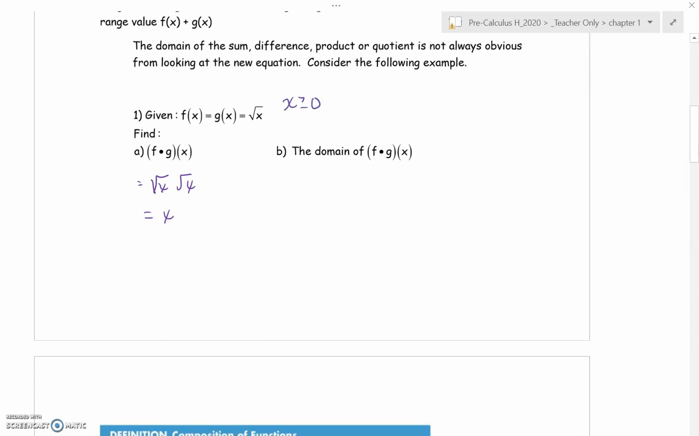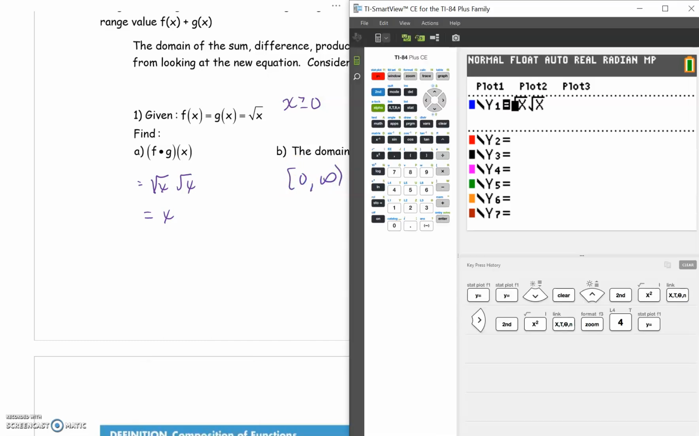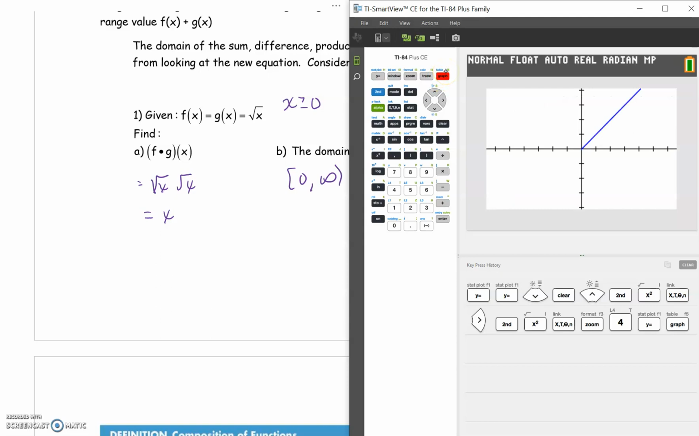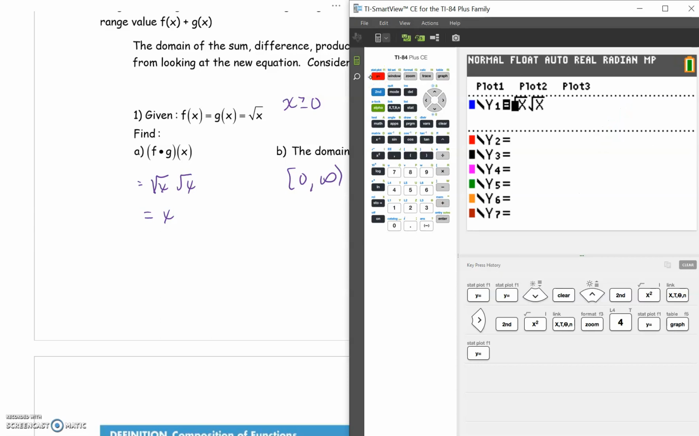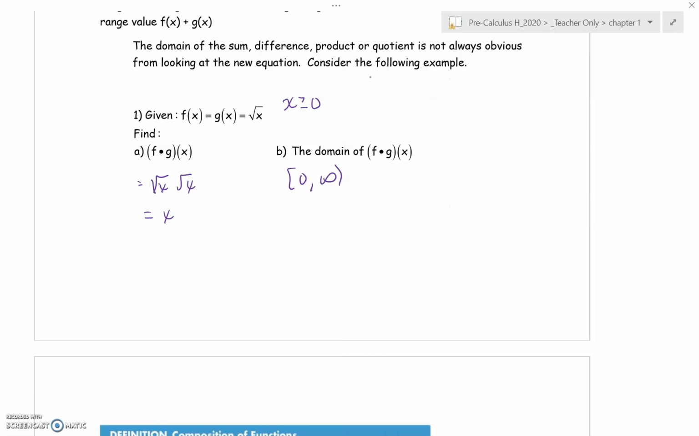So let's use our graphing calculator to help support this. So the domain is 0 to infinity. And if you take a look at your graphing calculator, I type that in and look at the graph, notice that it does indeed preserve that domain restriction, that if you have radical x times radical x. So again, you have to be very careful.